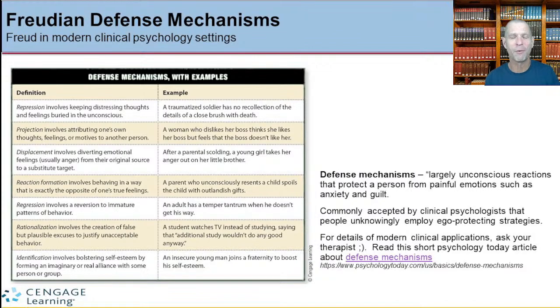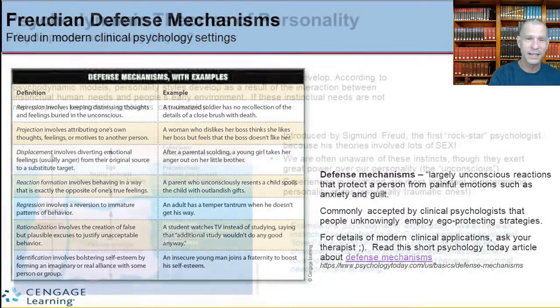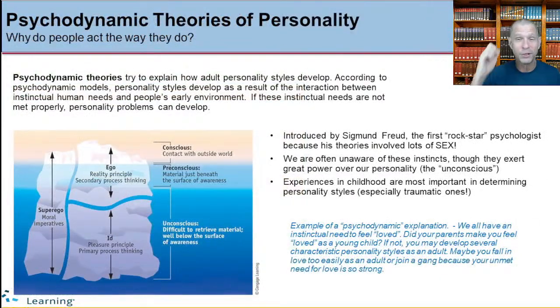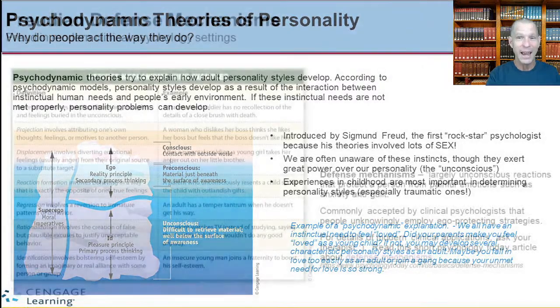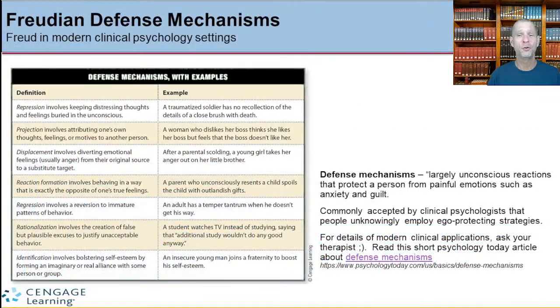What we're talking about right now is where personality comes from. And I suggested that in the psychodynamic theory of personality, what they argue is that human beings have these instinctual needs or desires. And as we grow up, the world sometimes doesn't meet these needs or desires. And this causes us to feel conflict, and it affects the way our personality develops.